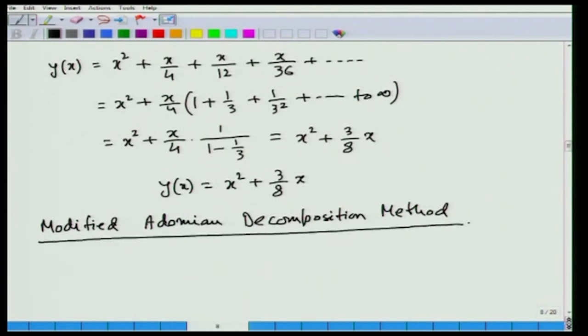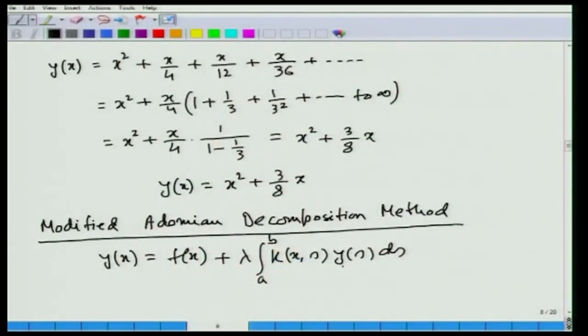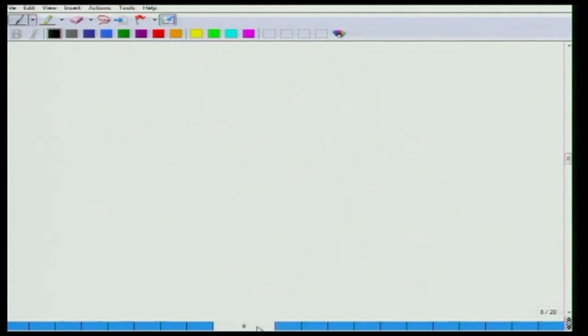Similarly, what we have done in case of Volterra integral equation, the given equation is y(x) equal to f(x) plus lambda times the integral a to b of k(x, s) y(s) ds. The main idea involved is that we have to divide f(x) into two parts, f1(x) plus f2(x), only for the reason that such a choice of y0(x) equal to f1(x) sometimes gives us the opportunity to find out this integral, that is a to b k(x, s) y0(s) and so on, very easily, which we will be discussing with the help of a suitable example. So, the concept is that we can divide f(x) into two parts, f1(x) plus f2(x).